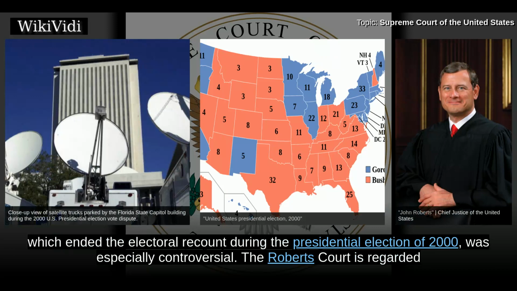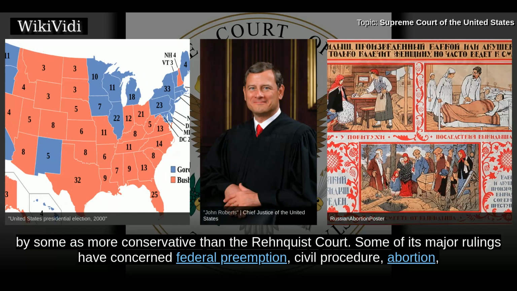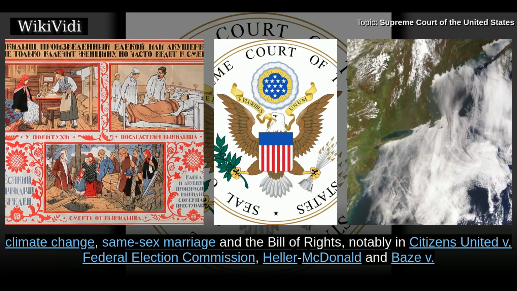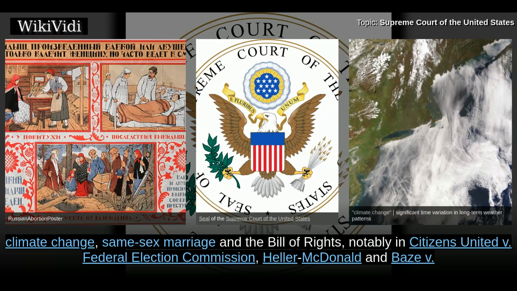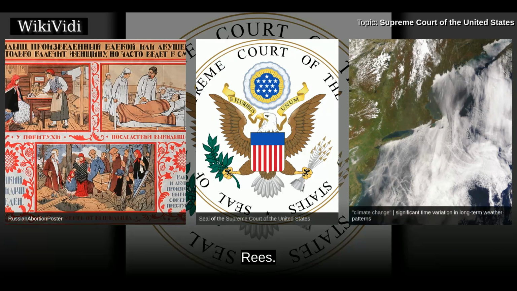The Roberts Court is regarded by some as more conservative than the Rehnquist Court. Some of its major rulings have concerned federal preemption, civil procedure, abortion, climate change, same-sex marriage and the Bill of Rights, notably in Citizens United v. Federal Election Commission, Heller, McDonald and Baze v. Rees. Size of the court.